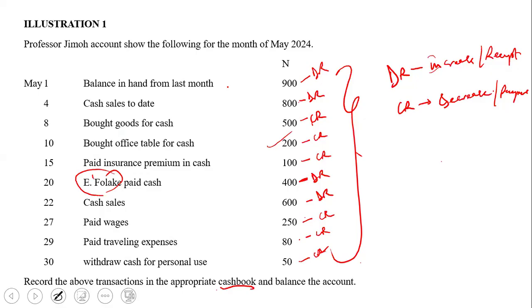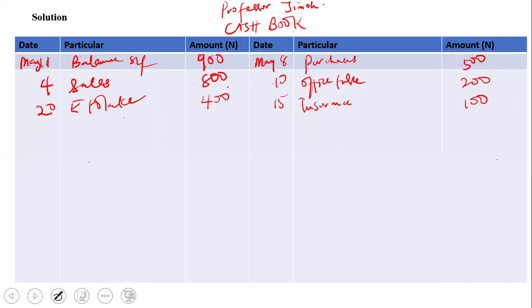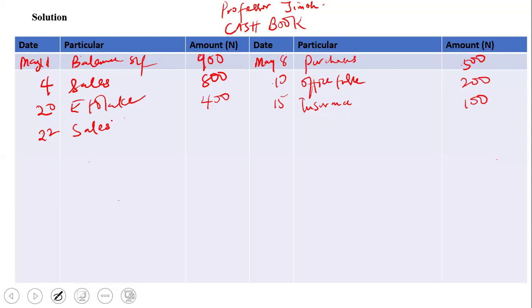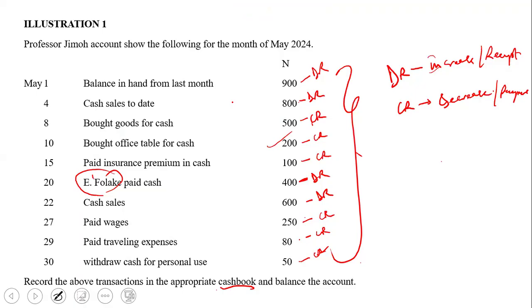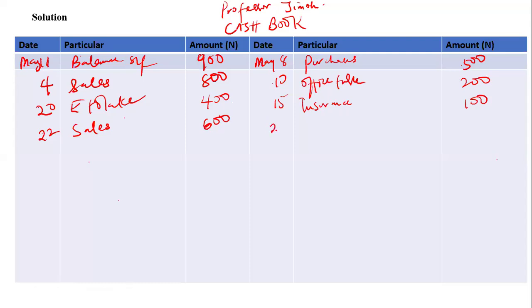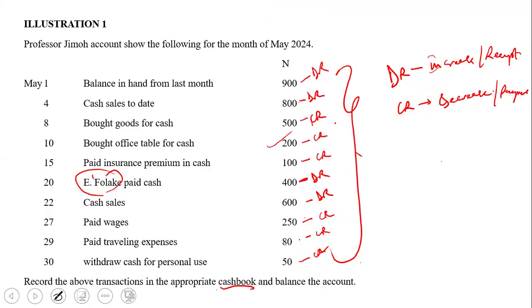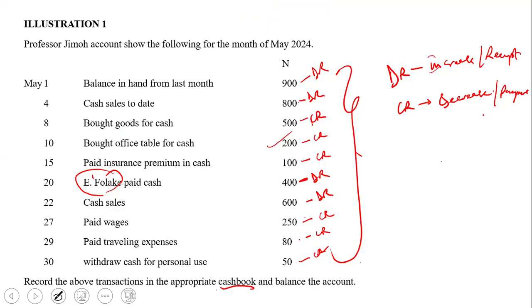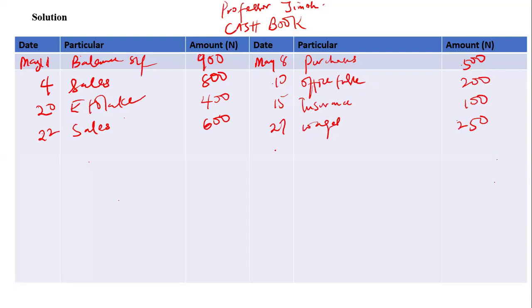The next thing we have is cash sales again, that is May 22. Yeah, the sales is 600. That's 600. Next, we have paid wages, that is May 27. Paid wages. And that is how much? 250. So next, we move on. Traveling expenses, May 29.